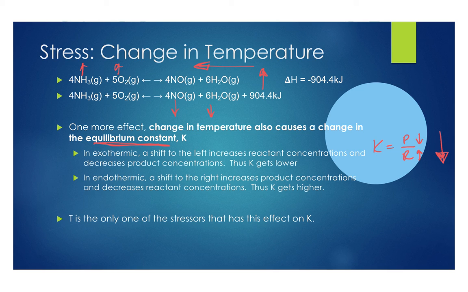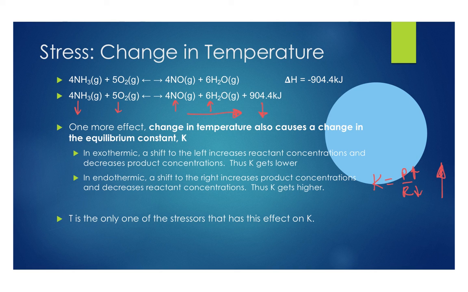If something is endothermic, then, of course, we are going to lower the temperature, and that's going to cause a shift to the right to replace that heat. Well, if we shift to the right to replace that heat, the amount of product is going to go up, and the amount of reactant is going to go down. So likewise, K is product over reactant, product going up, reactant going down. Overall, K is going to increase for an endothermic reaction.